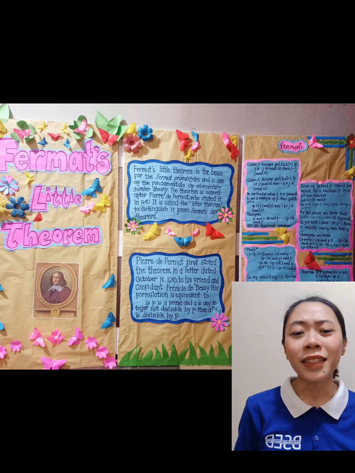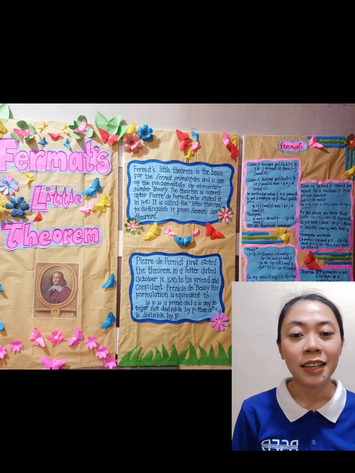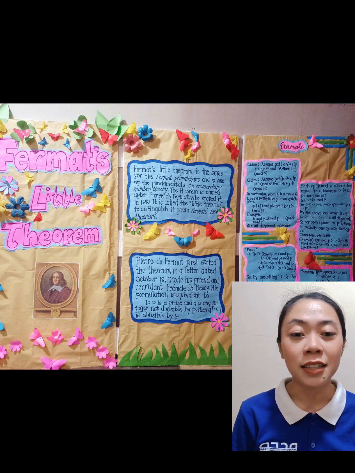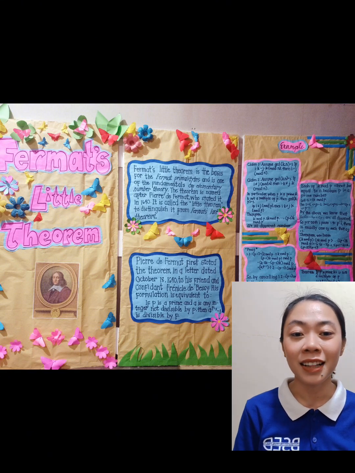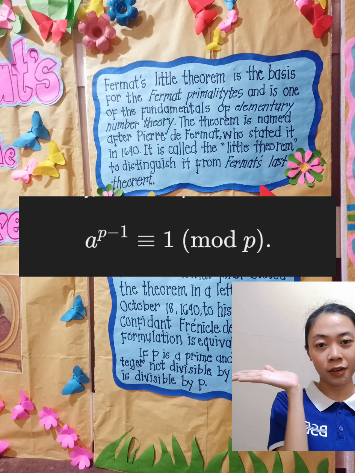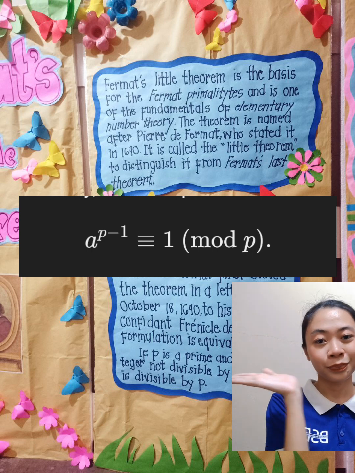So now, what does Fermat's little theorem state? It tells us that if p is a prime number and a is an integer that is not divisible by p, then when a is raised to the power of p minus 1, the result when divided by p leaves a remainder of 1. Mathematically, this is expressed as shown. I'll show a picture above.